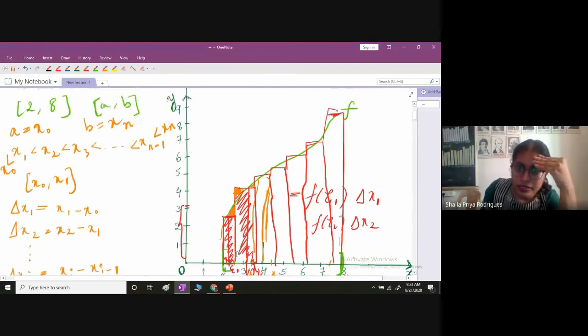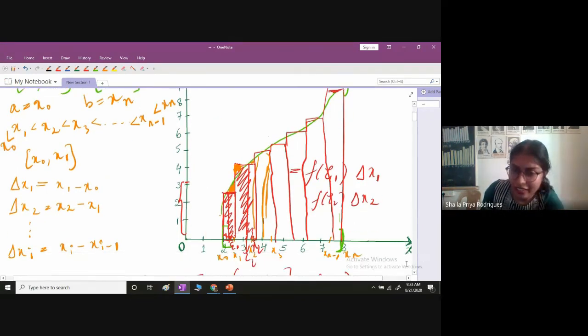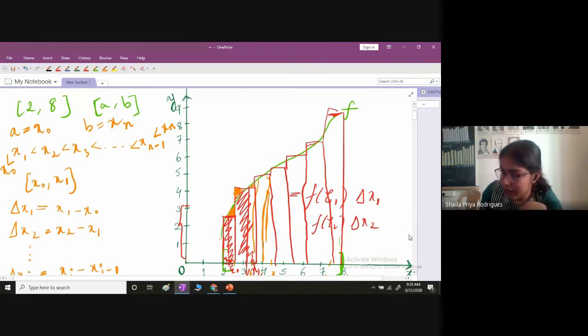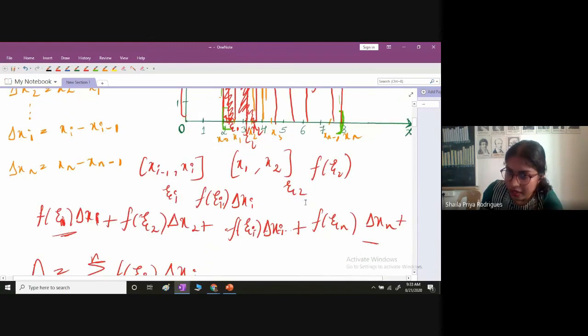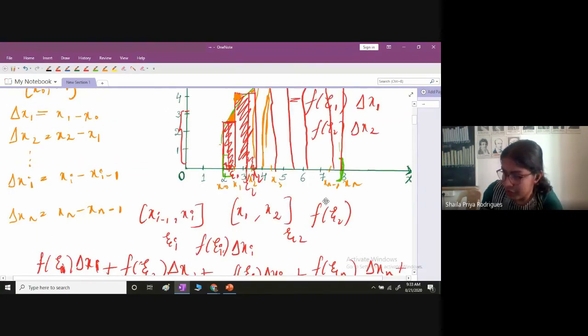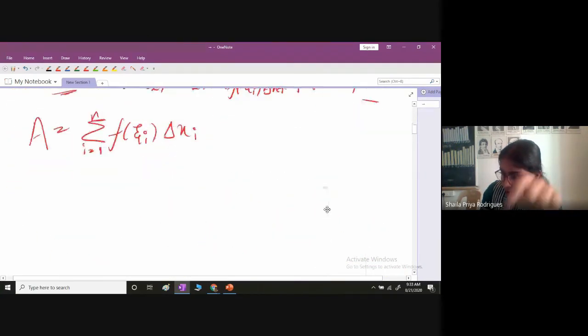Now, I do not have another word, I have to call it partition. The subintervals that I chose here, x0, x1, the n subintervals, when I put them under a set, I'll call that set a partition. All right. This was one kind of partition that I've done. You can have many other partitions.